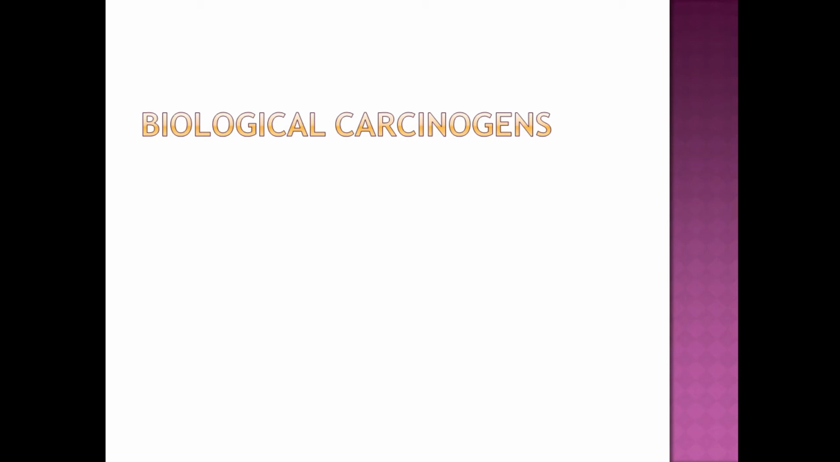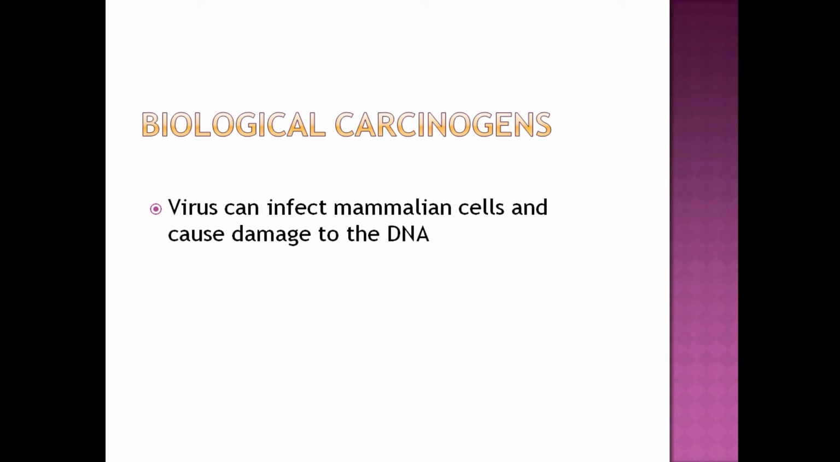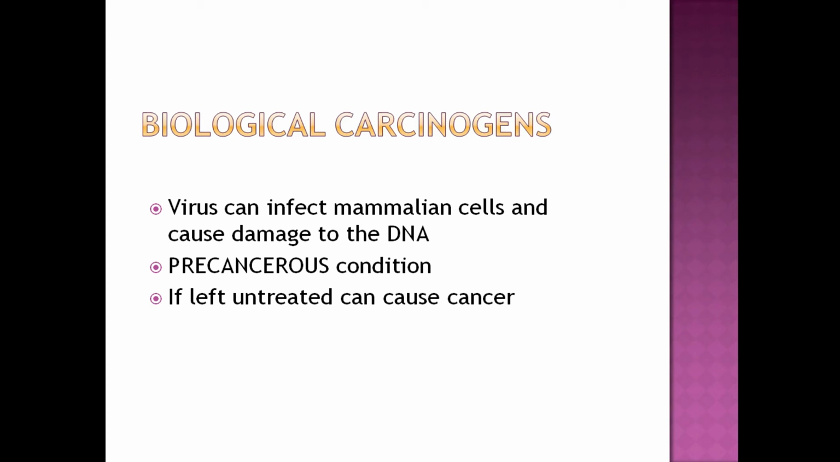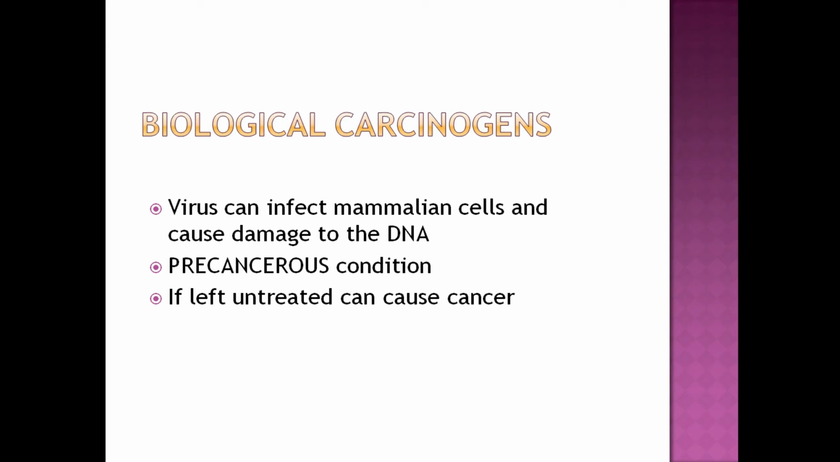Okay, and next we are going to study biological carcinogens. Now we know that a virus can infect the mammalian cell and cause damage to the DNA. Now if it is left untreated, precancerous conditions develop. When precancerous conditions form in a person's body, if left untreated, they can cause cancer. There are various viruses associated with various cancers. If a particular virus is infecting a person, then he becomes a high-risk patient of developing that cancer, because if that virus is left untreated, then it can cause precancerous conditions, which may ultimately lead to cancer.